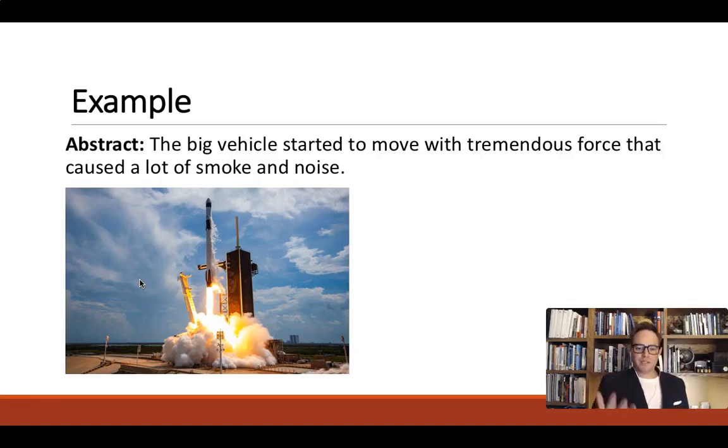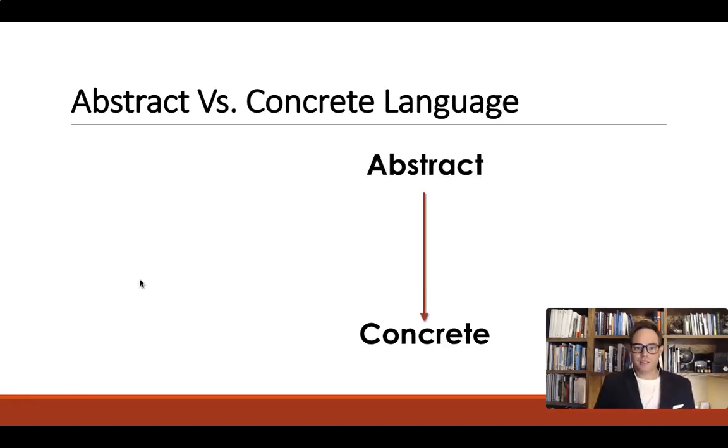So when we look at this, is it a big vehicle? Yes. Is it moving with tremendous force? Yes. Is it causing a lot of smoke and noise? Absolutely, right? So we want to be careful because, in order to illustrate this picture through speech, it would be more effective to use more concrete, tangible objects such as, the rocket Dragon by SpaceX, launched into the sky carrying 2 astronauts, right? Okay. So abstract versus concrete language.